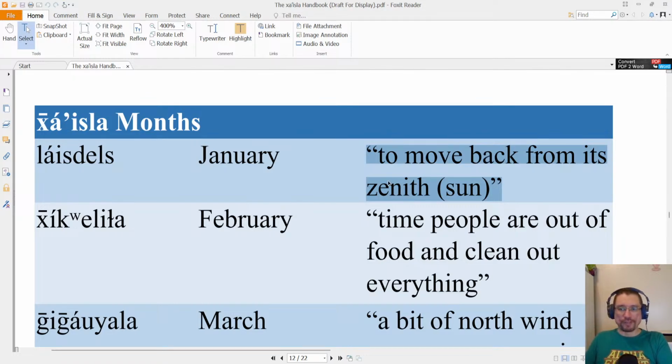This is talking about the sun, and it's making reference to the fact that there's a mountain range on the other side of the bay from the village. When you stand at a certain place in the village, you can watch where the sun sets at the end of the day, and that will tell you what time of the year it is. So that's what is referred to as lestals, the sun moving back from its zenith.